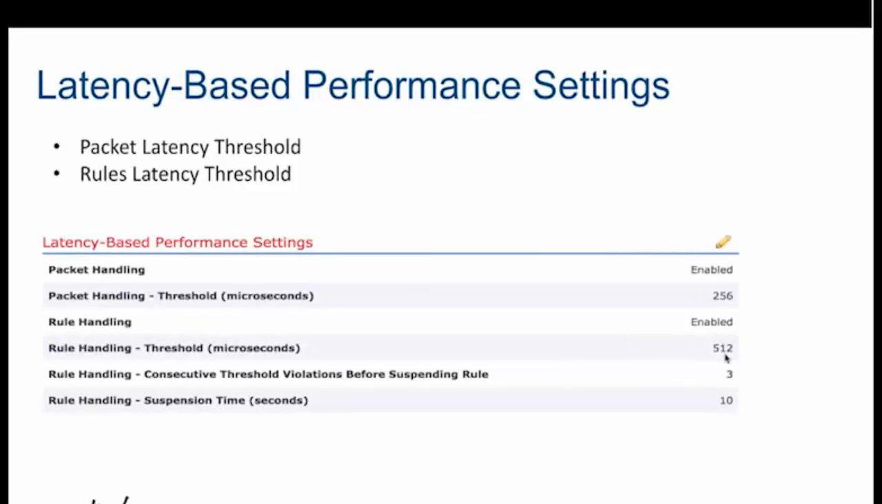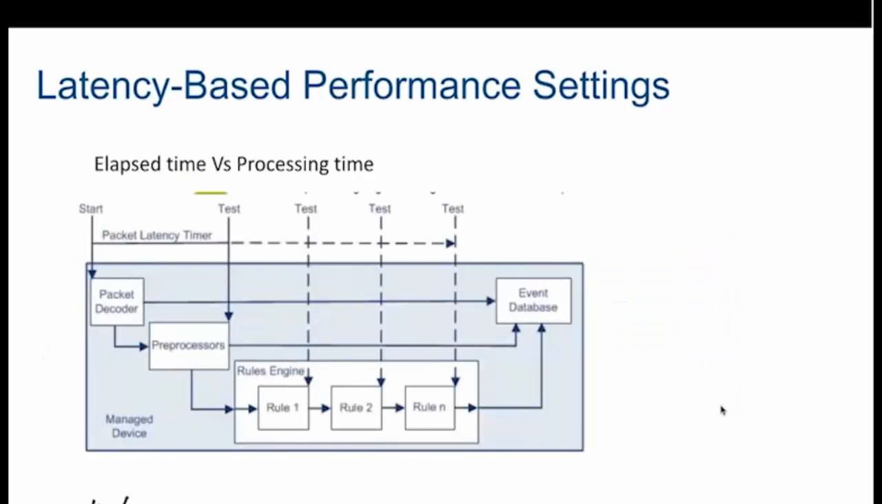The rule latency threshold can be defined as, if a rule takes 512 microseconds, and there are 3 consecutive packets which took 512 microseconds or more, then disable that rule for another 10 seconds. By doing that, we are dynamically disabling the rule so that the traffic latency will not increase.